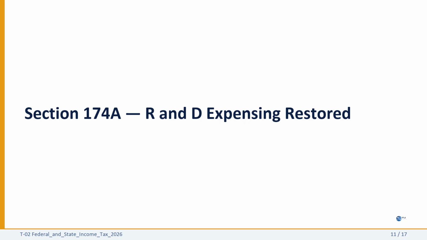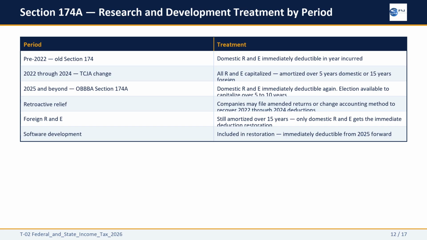Let us examine the history and current rules. Before 2022, domestic research and experimentation costs were immediately deductible in the year incurred under old Section 174. The TCJA changed this starting in 2022. All R&E costs had to be capitalized and amortized over 5 years for domestic costs and 15 years for foreign costs. This was a significant cash flow hit for research-intensive companies.